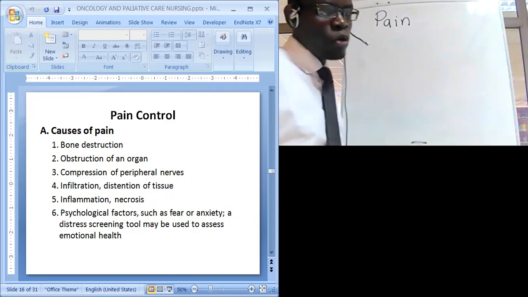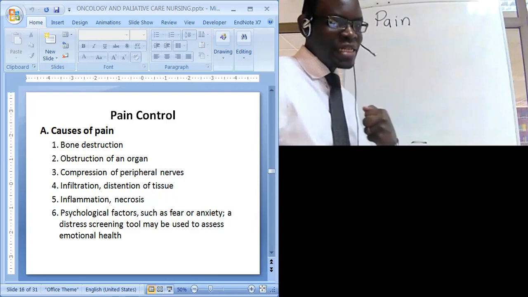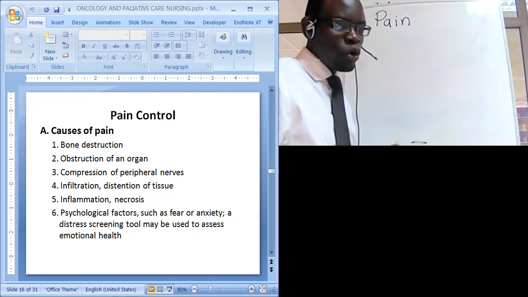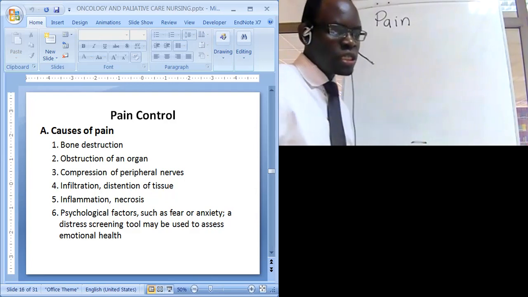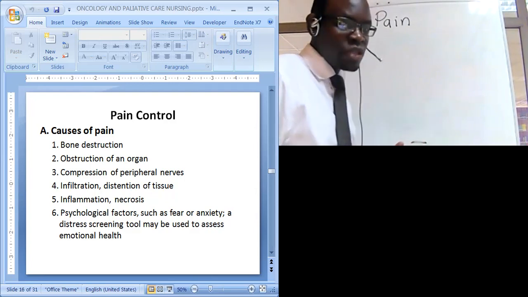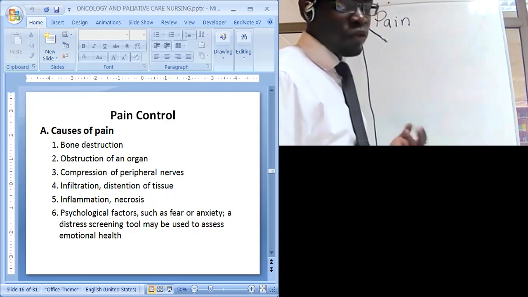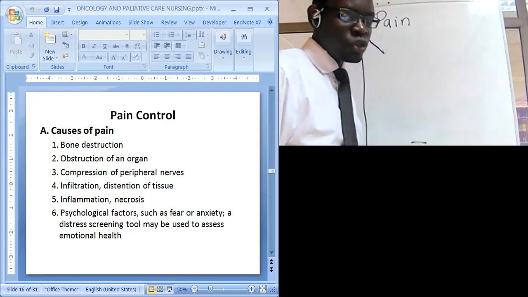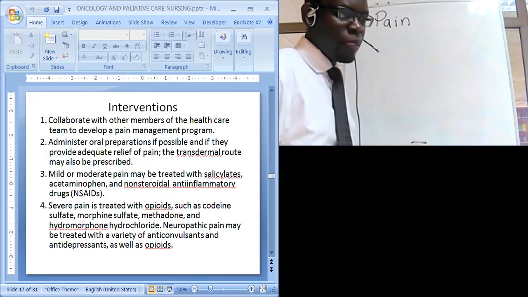Or it might be obstruction of an organ. Sometimes the cancer grows too much that it obstructs other structures, bringing about pain. It might be compression of peripheral nerves, infiltration or distension of tissue. It can be as a result of inflammation or even necrosis, or even psychological factors like anxiety, fear, and when you're emotionally down, and all these things can bring about pain.